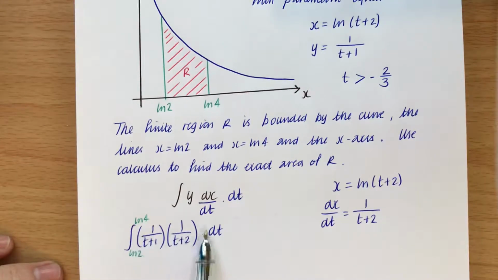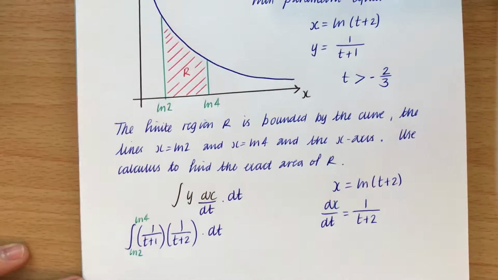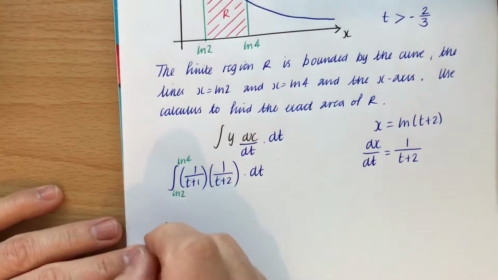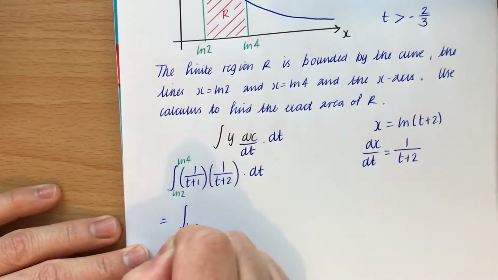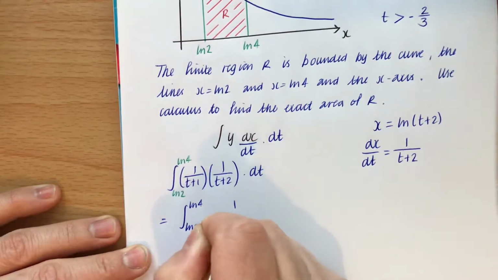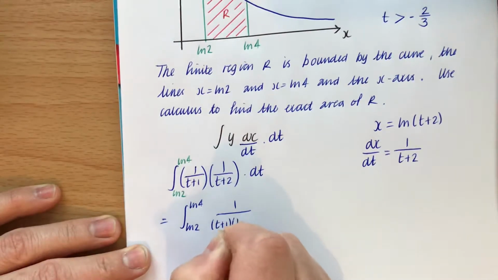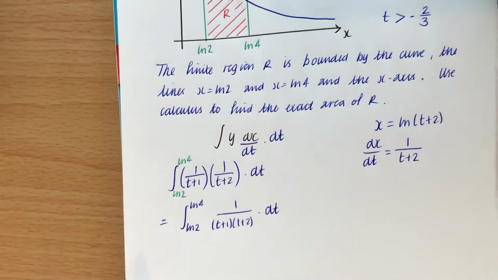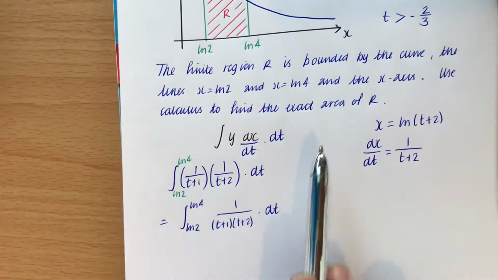Now, this might not seem obvious at first. We have a product of two things, but we're not going to use integration by parts because they are the same kind of thing, they're both pieces of algebra. If I were to write it as 1 over (t plus 1)(t plus 2) dt, that might seem a bit more obvious what we're going to do. This can be split up using partial fractions, then we integrate each of them, put in our limits, and then find the exact area.